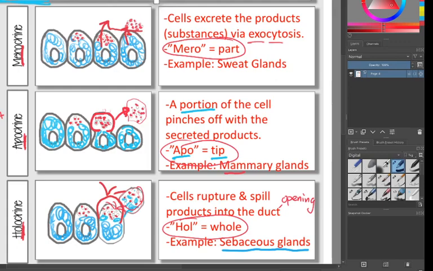Next we have apocrine glands, and so apo means tip, kind of like an apical meristem. It's kind of a good way to remember it. It's the tip of a root or plant shoot. If you're into video games, you can say, oh, Apex Legends, it means I'm the best at something. The way that these work is they literally pinch off a portion of their cell, and so apo means tip. They're literally pinching off the tip of this particular cell. So the example in this is a mammary gland, the gland that produces breast milk for babies from the mother.